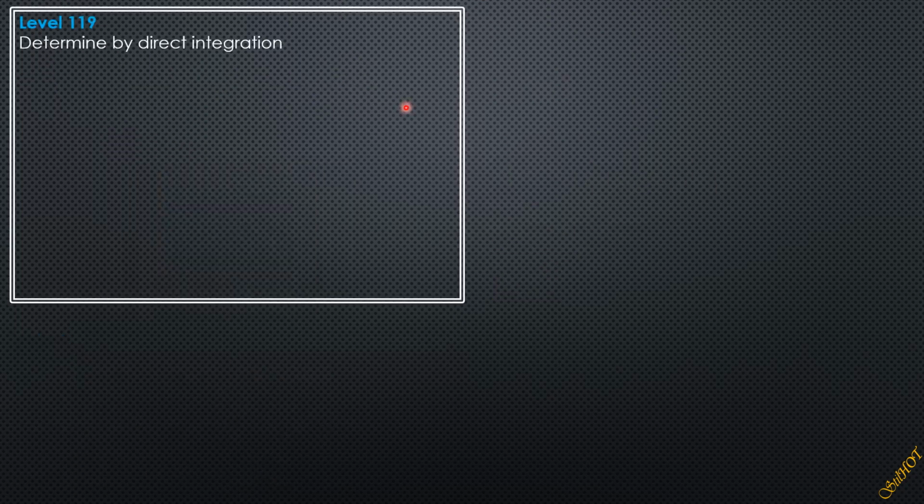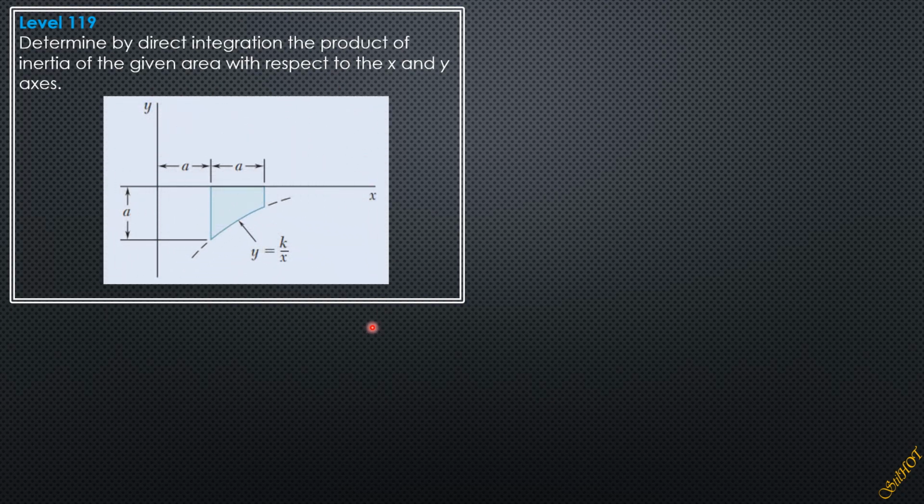Problem 119: determine by direct integration the product of inertia of the given area with respect to the x and y axes. So here is the given figure. Let's select again a vertical strip for our solution. The height is y, and take note it lies in the fourth quadrant. So the coordinate y is negative, but for the differential area part, let's treat it as positive. The thickness is dx, the distance of the strip from the y-axis is x, and therefore its y coordinate is y over 2.